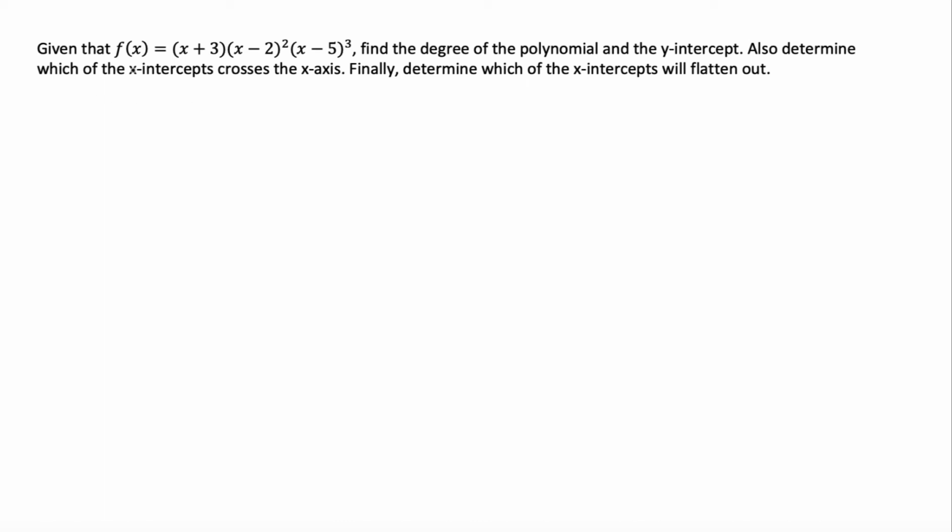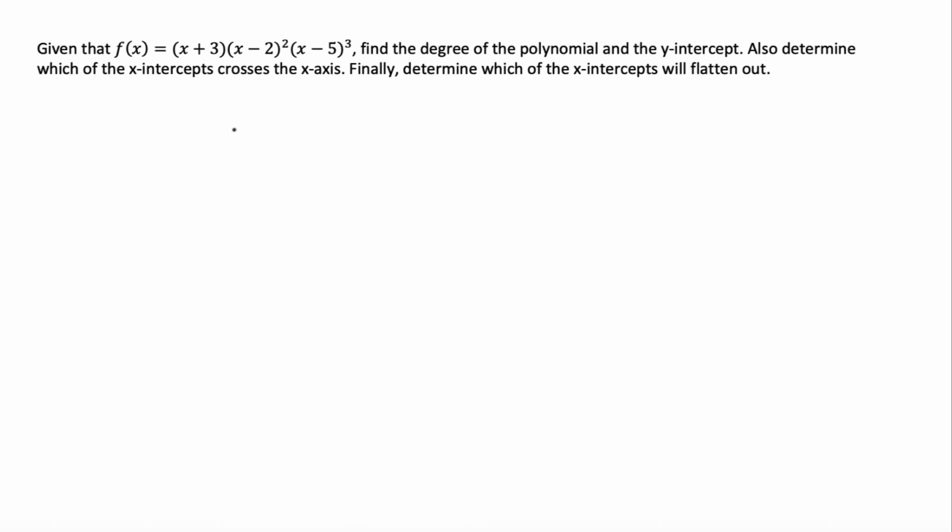So here we're given this polynomial. It's x plus 3 times x minus 2 quantity squared times x minus 5 cubed. And a lot of things we want to do here. We want to find the degree of the polynomial. We want to find the y-intercept. We also want to determine which of the x-intercepts crosses the x-axis and which of the x-intercepts will flatten out.